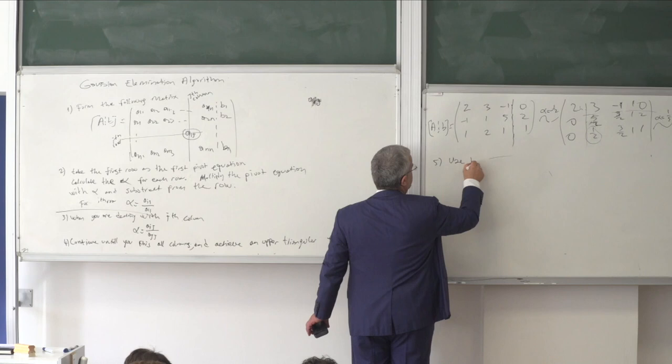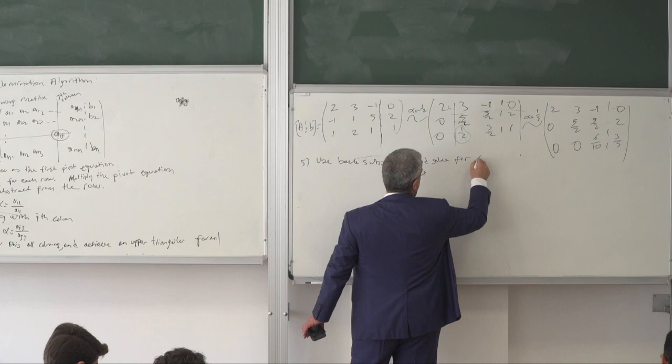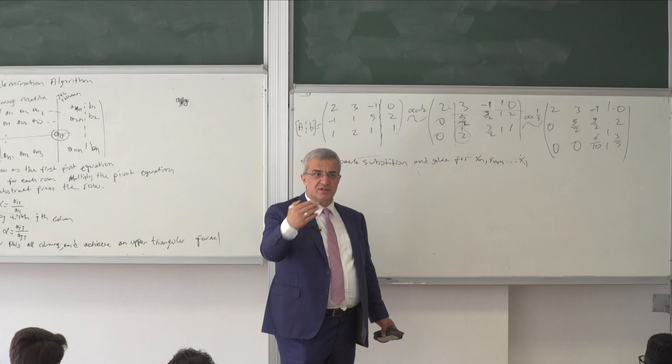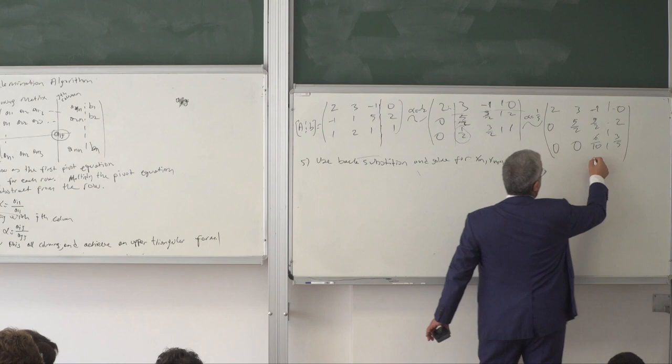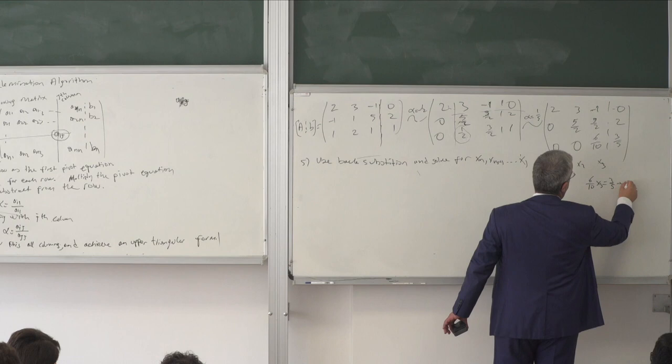Five, use back substitution and solve for xn, xn minus 1, and x1. See, in the reverse order, you first solve for xn, then xn minus 1, and in the end you have x1. Okay? So let's do that for this example. So we use the last one, so this is x3, x2, x1. So 6 over 10 x3 is equal to 3 over 5. That means x3 is equal to 2.